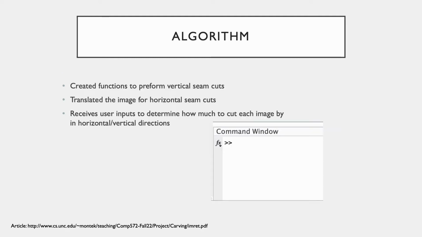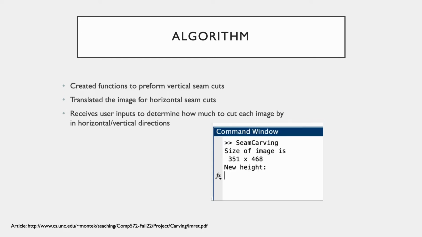I only created functions to find and remove vertical seams. To make horizontal cuts, I just translated the image. My algorithm also requests user inputs for the desired new height and width of the given image.